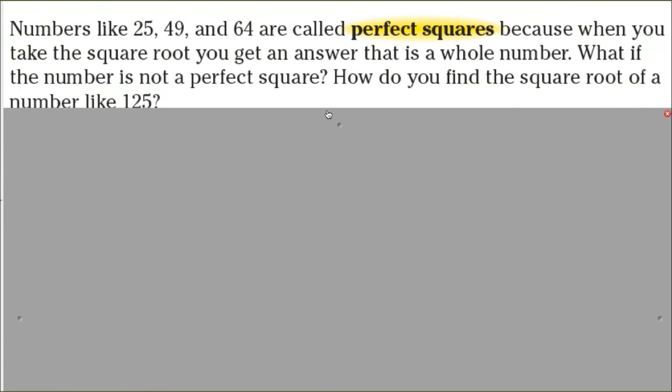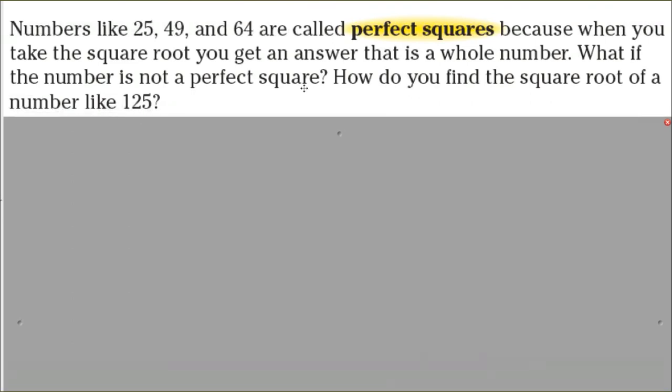Numbers like 25, 49, 64 are called perfect squares because when you take the square root, you get an answer that is a whole number. What if the number is not a perfect square? How do you find the square root like 125? Before we answer this question, the first square number is 1. Why is it 1? Because 1 times 1 equals 1.